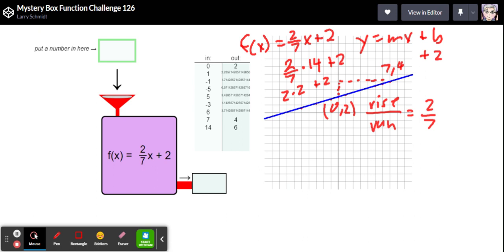Well, how did that go for you? Did you see that it was a linear function? How did you get the slope?